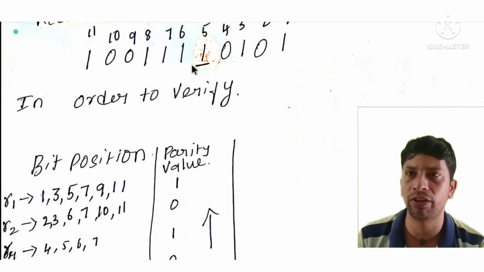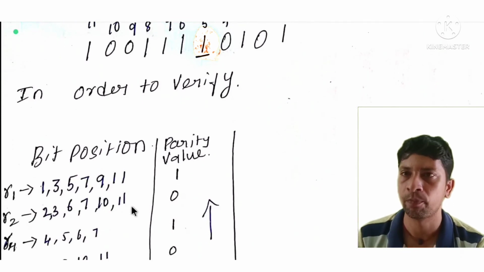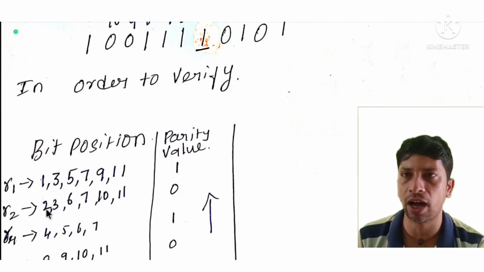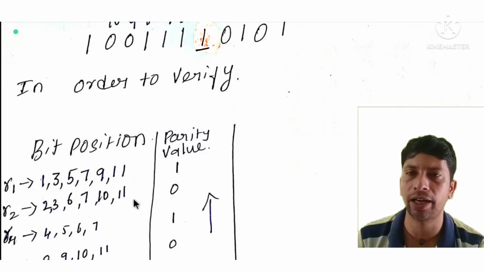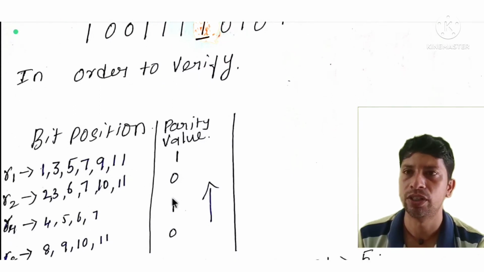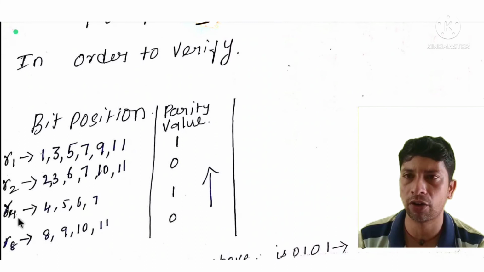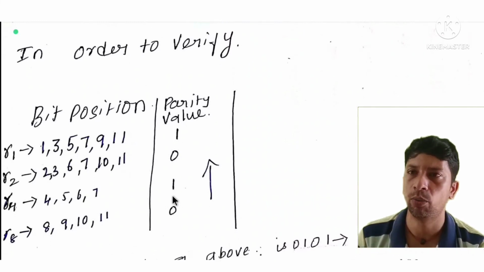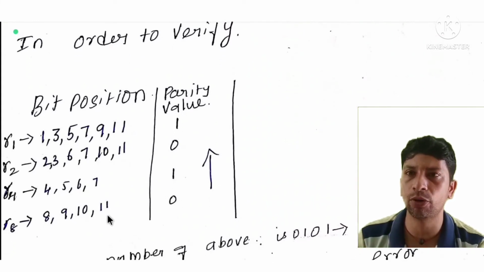By adding 1, 3, 5, 7, 9, 11, I'll be getting 1. I am getting 1 here. And in order to find the R2 value, I add this, I am getting 0. Similarly, if I go for R4, this value is going to be 1 here. Similarly, R8, this value is going to be 0.